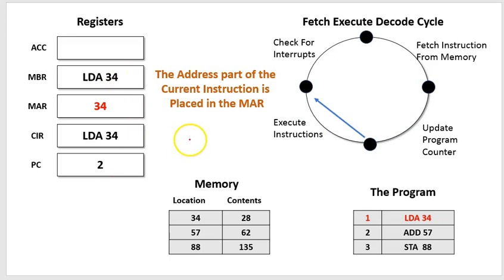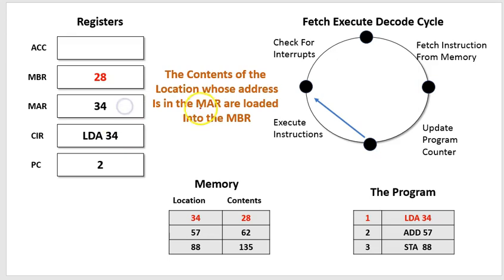Now, the address part of the current instruction, which is here, is placed in the memory address register. So this is the address part. It's saying load 34, or load the accumulator with the contents of the memory location whose address is 34. So that will go to here. Right.